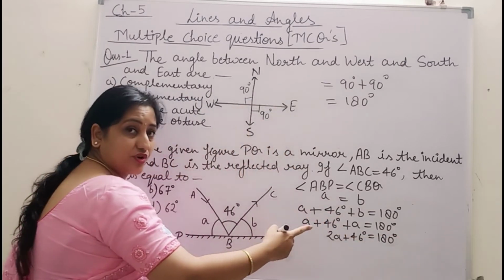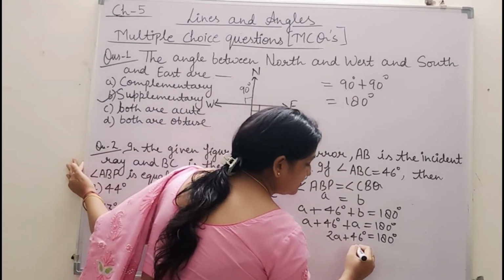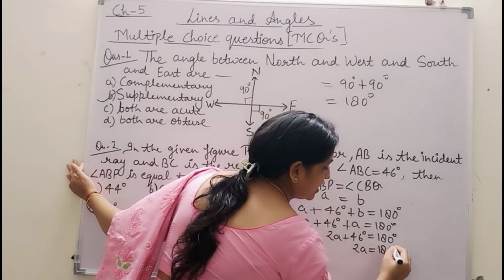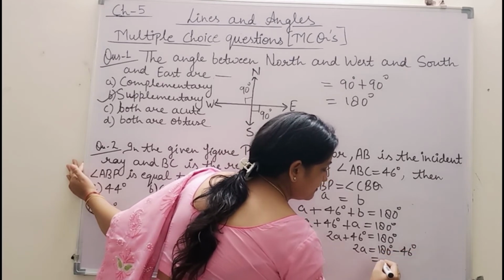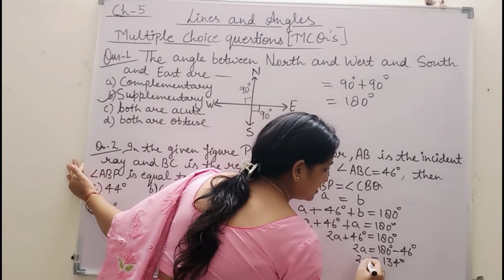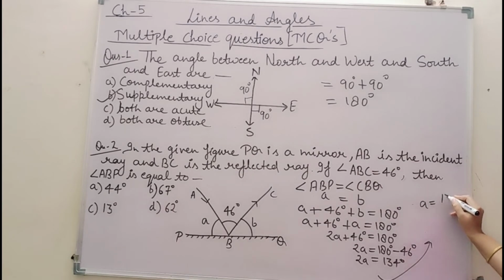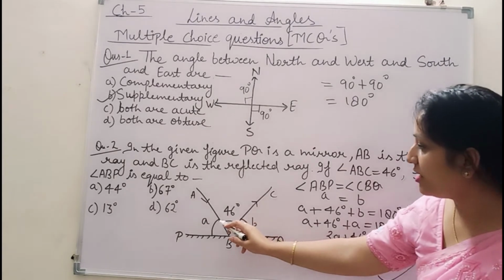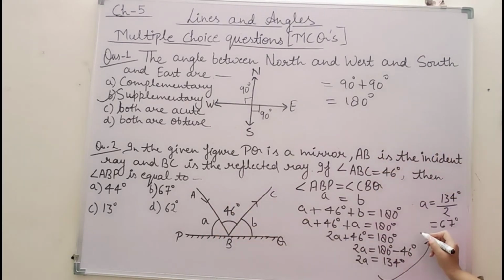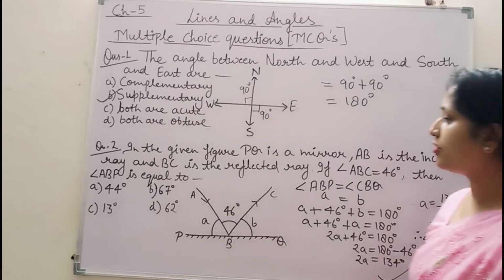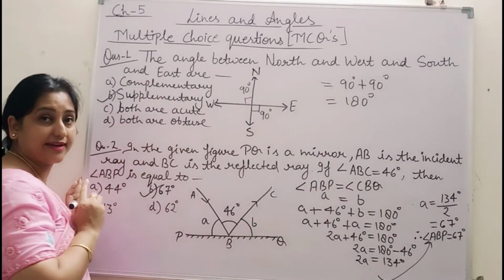Now we will transpose this 46 from the left hand side to the right hand side, so it will be negative. 2A is equal to 180 degree minus 46 degree, which is equal to 134 degree. After that, we have to find the value of A. So A is equal to 134 upon 2, which is equal to 67 degree. Here we are taking A as angle ABP. So angle ABP is equal to 67 degree, which we had to find out. So your option B is correct.